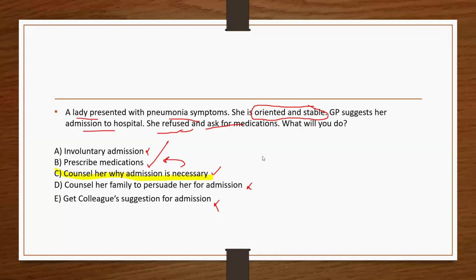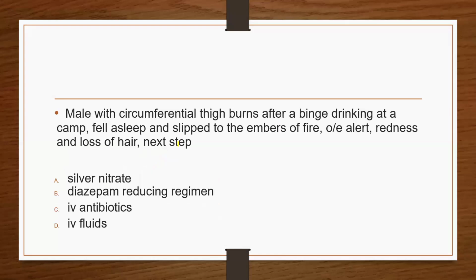Okay, so let's go to the next one. Male with circumferential thigh burns after binge drinking at a camp, fell asleep and slipped into the embers of a fire. On examination, alert, redness and loss of hair. Next step? A, silver nitrate. B, diazepam reducing regimen. C, IV antibiotics. D, IV fluids. What are you going to do?